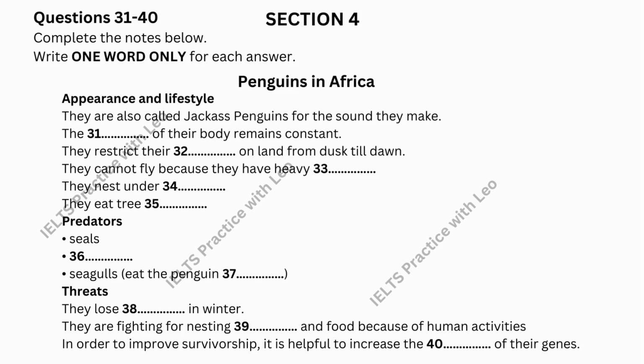That is the end of section 4. You now have half a minute to check your answers. That is the end of the listening test.